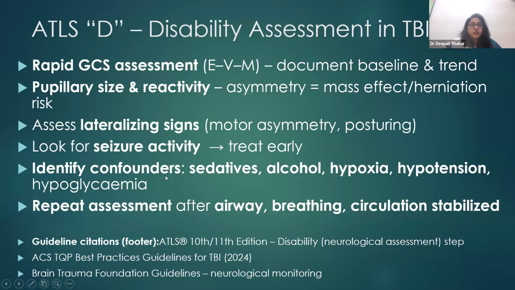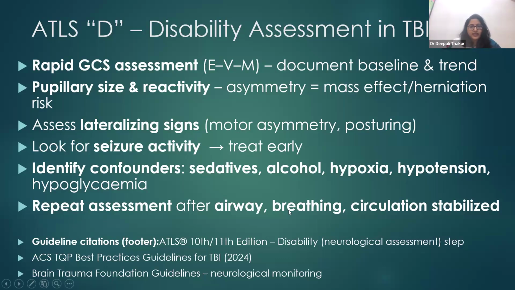Also identify the confounders. Half of the patients, I can say, are under the influence of alcohol when they are received in our receiving area. They may be under the effects of multiple sedatives or multiple drug addictions, which is, unfortunately, becoming very common in the younger generation. Hypoxia, hypotension, hypoglycemia: these three things need to be corrected before you label that person as a neurological problem. So correct hypoxia, hypotension, hypoglycemia, and then reassess the GCS and pupillary size and document it.